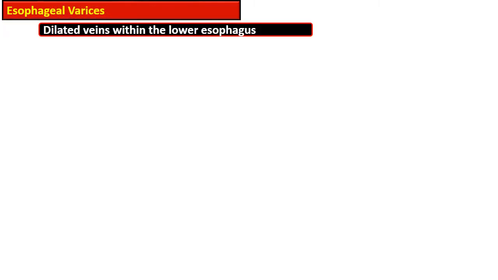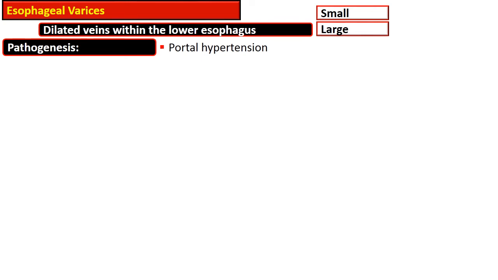Esophageal varices are dilated veins within the lower esophagus. As we have seen in the anatomy of the esophagus, esophageal varices occur exclusively in the lower third of the esophagus because the drainage of the lower third of the esophagus is connected to the portal venous system. These can be small or large varices. The small ones rarely bleed, while the large ones bleed readily, and they result in severe shock also.